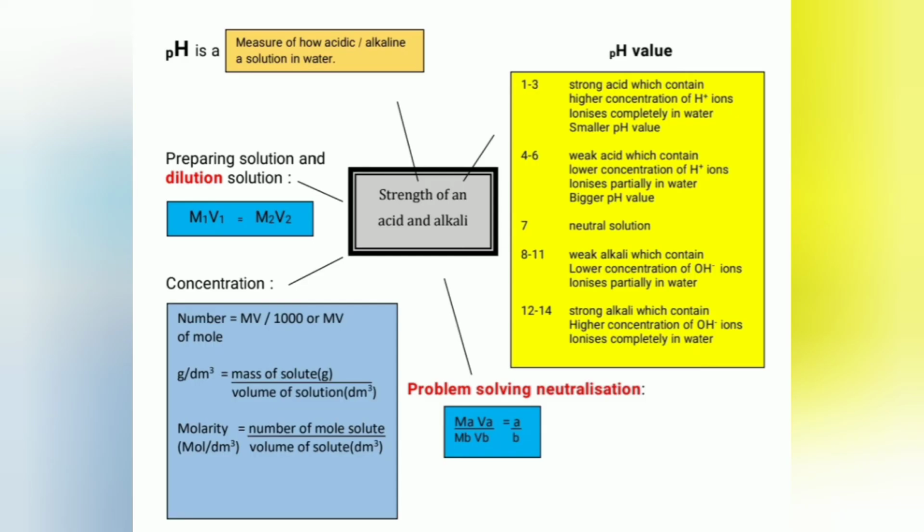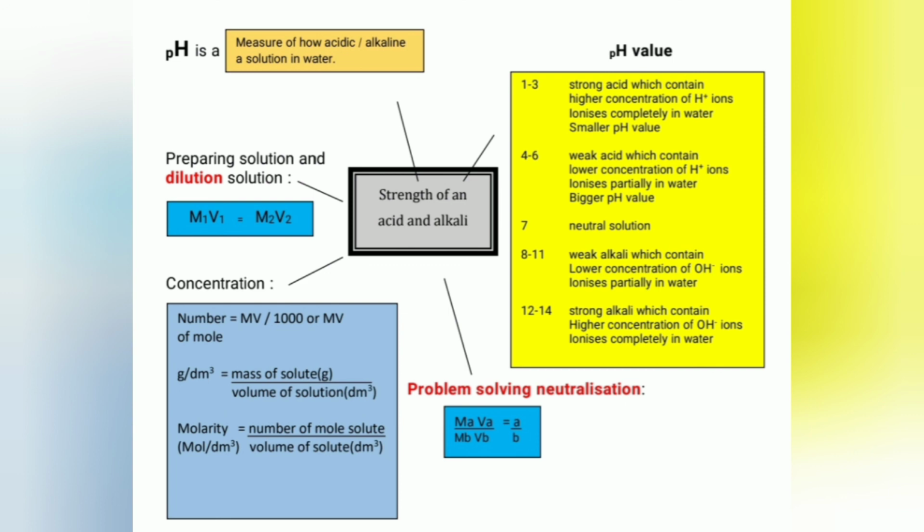The strength of acids and alkalis. An acid produces hydrogen ions in aqueous solution. The acidity of a solution is a measure of the concentration of the hydrogen ions in the solution. A base produces hydroxide ions in aqueous solution. The alkalinity of a solution is a measure of the concentration of the hydroxide ions in the solution.